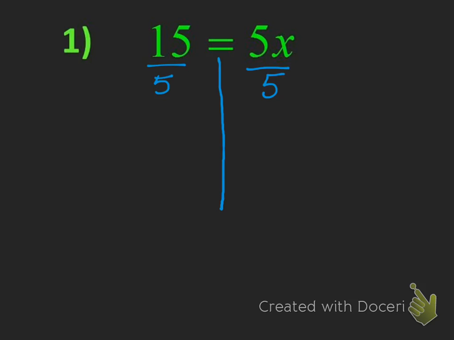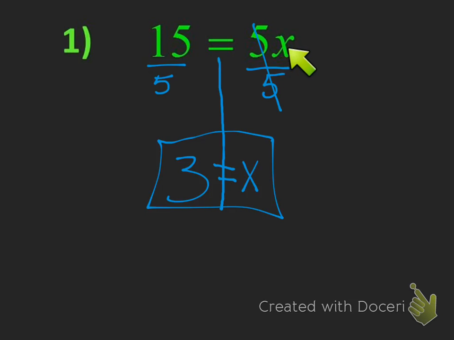Now, the reason this trick works, I'm going to concentrate on the right side first. What is 5 divided by 5? It's 1. 1x is the same thing as just x, right? So that's why this works to get the x by itself. It leaves you with a 1x, or just an x, equals, what do we get on the left side? What is 15 divided by 5? 3. And then you can always plug the 3 back in right here and check your work.